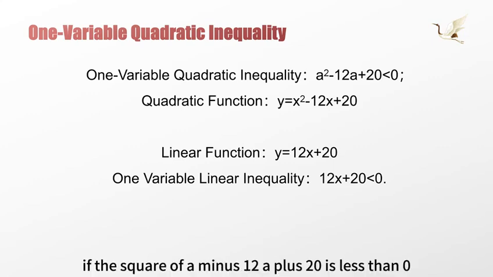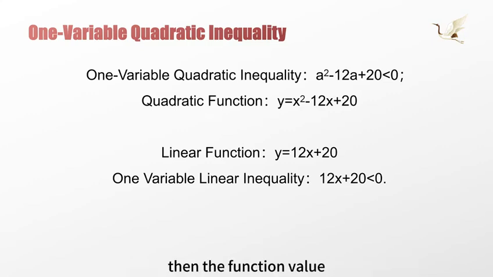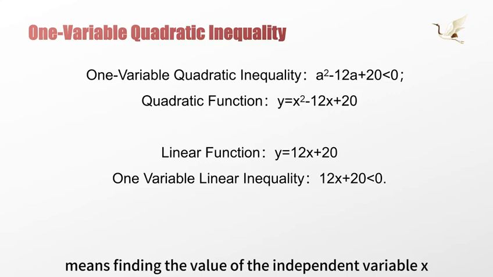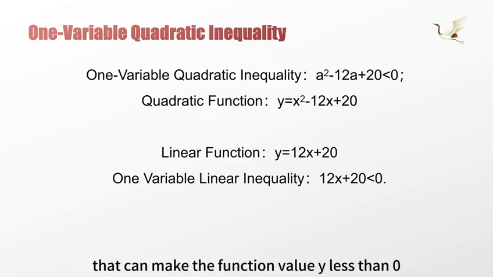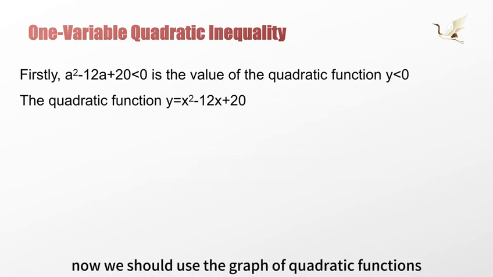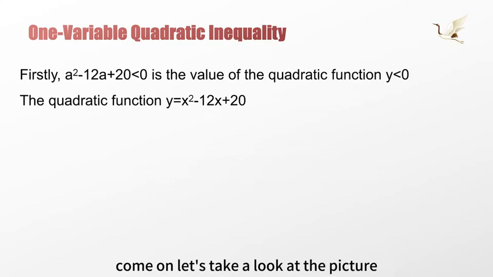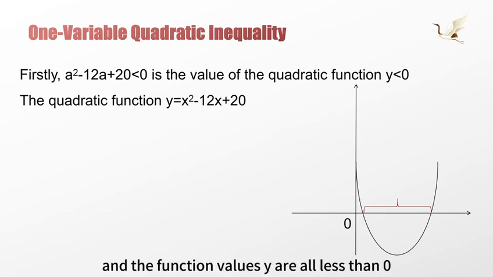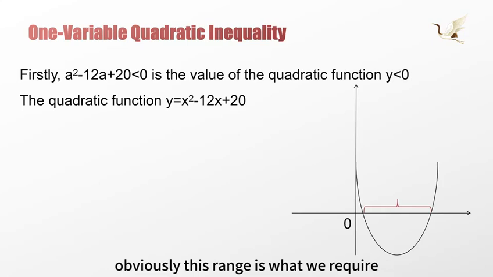Firstly, if the square of a minus 12a plus 20 is less than 0, then the function value y of the quadratic function is less than 0. Secondly, solving an inequality means finding the value of a that makes the square of a minus 12a plus 20 less than 0. Converting to a quadratic function means finding the value of the independent variable x that can make the function value y less than 0. Everyone will definitely think that now we should use the graph of quadratic functions. Come on, let's take a look at the picture. When x takes values within this range, the image is located below the x-axis, and the function values y are all less than 0. Obviously, this range is what we require.